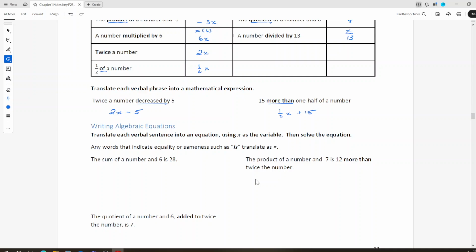So an algebraic equation equates two expressions. So all we're going to do is take something like this and equate it to something. The key thing to look for is the word is. Is will translate to an equal sign. So for example, the sum of a number and 6 is 28. So when I see sum, I'm thinking addition. The sum of a number and 6 is 28.